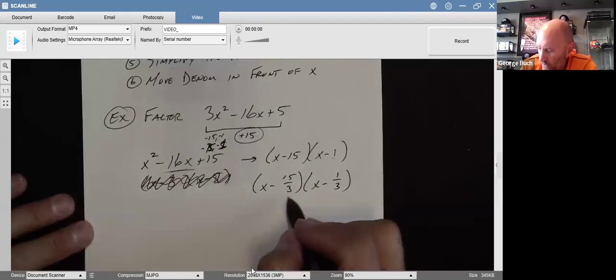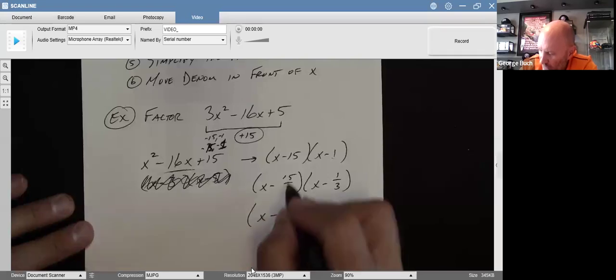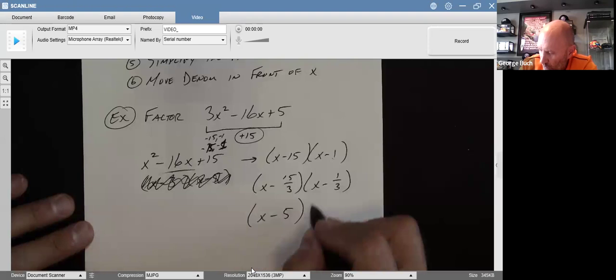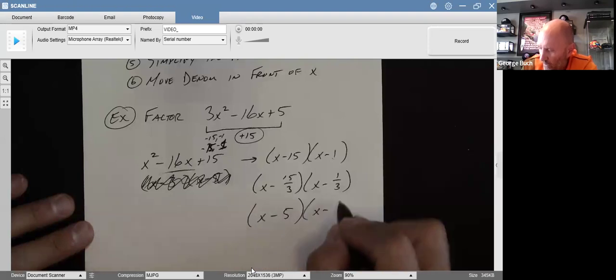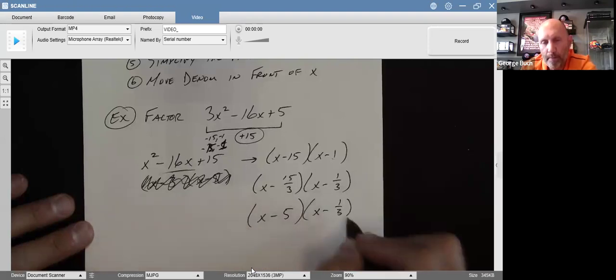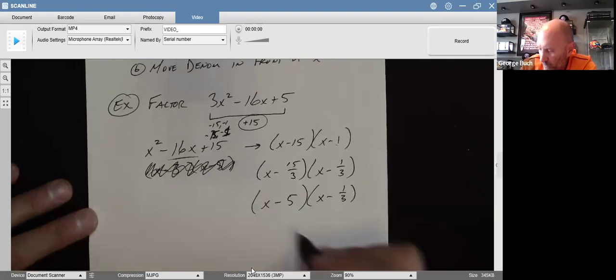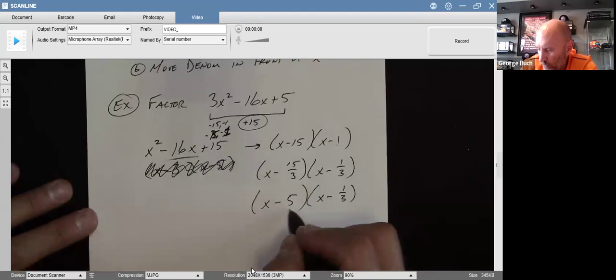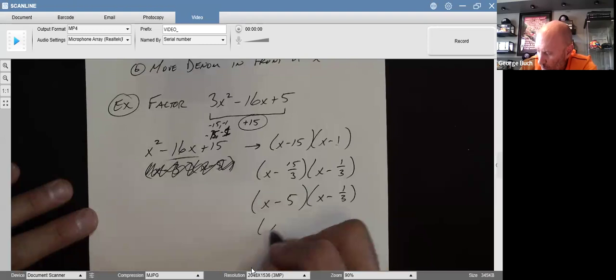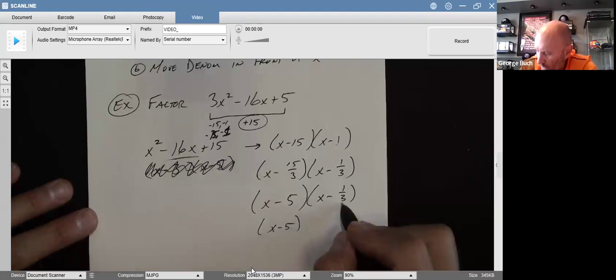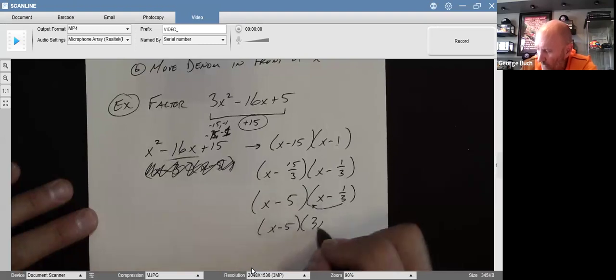Now, simplify these fractions if I can. This one becomes x minus 5, and this one won't simplify, so it's just x minus 1/3. Now take the denominator. There's the denominator of 1 here, so I'm not going to do anything with that one, x minus 5, and move the denominator in front of the x. So 3x minus 1.